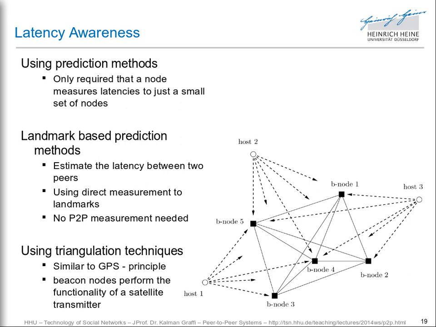For example, this host may have a low latency to this and that landmark node, a bit higher to this, and very high to this one, so he can say, okay, my pseudo-location is, for example, here, and I will connect to nodes which have a comparable pseudo-location or are nearby.